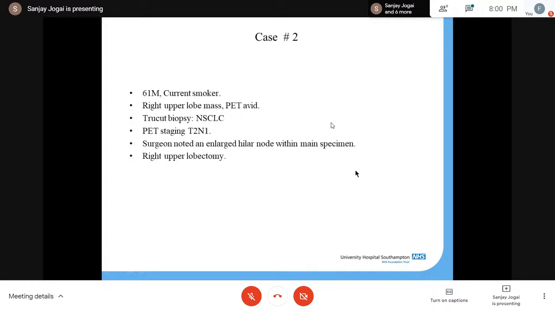Thank you. So case number 2 is a 61-year-old male who is a current smoker. There was a right upper lobe mass which was PET avid. A Trucut biopsy was done which reported as a non-small cell carcinoma, and the PET staging showed a T2N1 tumor, and the surgeon noted an enlarged lymph node within the main specimen and sent us the right upper lobectomy.